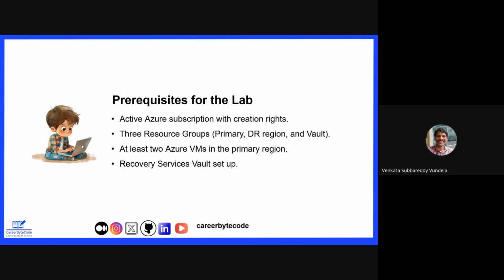Then at least two virtual machines in the primary region. Why two, why can't it be one, or why more? If you have two virtual machines, we can show the success scenario and the failure scenario. If you have one, we may not know the best practices. So with at least two virtual machines, it's easy to demonstrate. Then set up the recovery services vault.